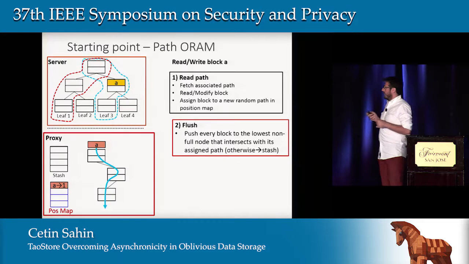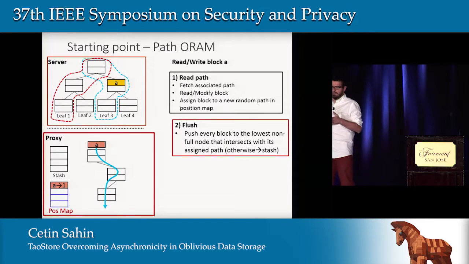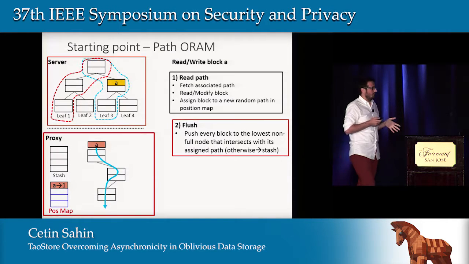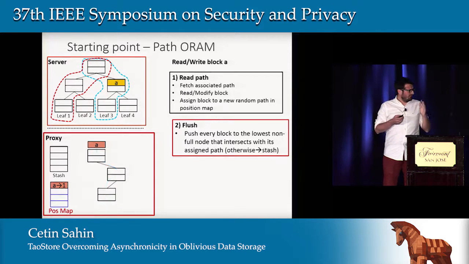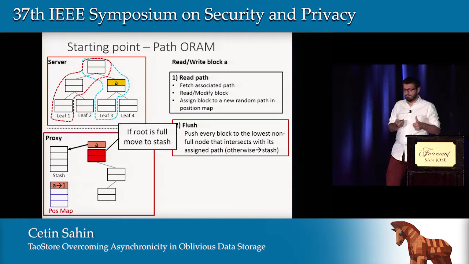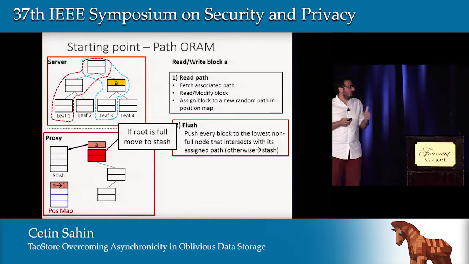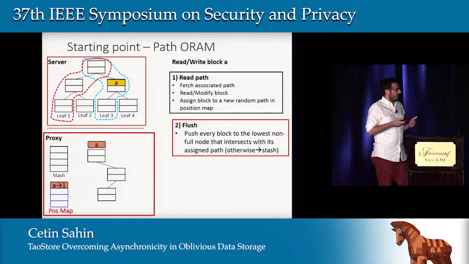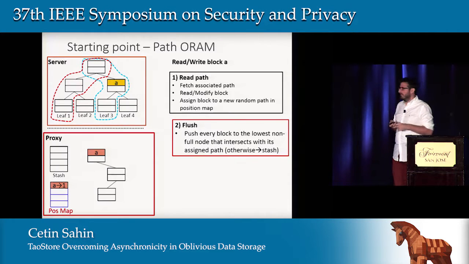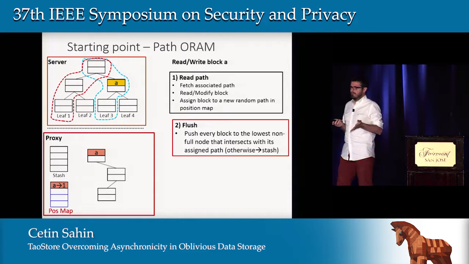The second stage is the flush. We try to push every block to the lowest non-full node that intersects with its assigned path. In flush, however, we have 2 cases. The first one: if the root is not full here, we need to move A to a stash. The second case is that we can place A into a subtree.